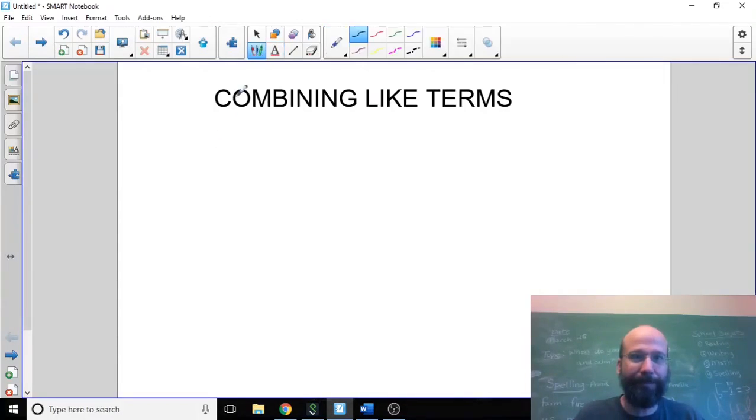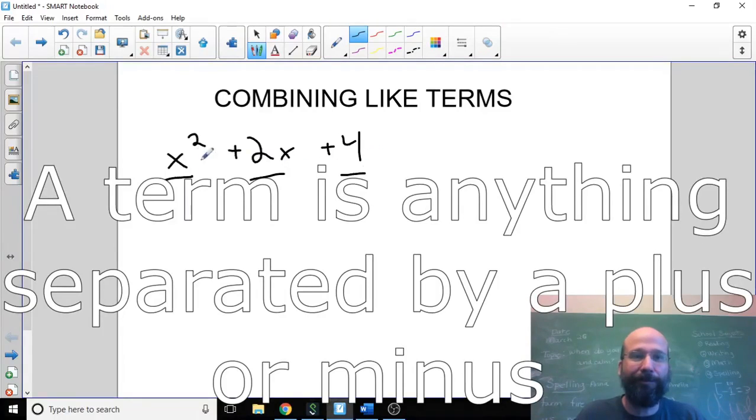So a term, let me give you an example here: x squared plus 2x plus 4. A term is each one of these. This is a trinomial. It has 3 terms, right? So 4 minus 2x has 2 terms.